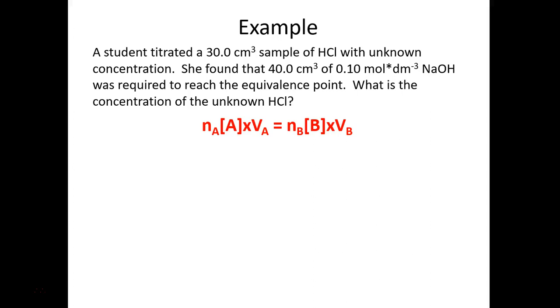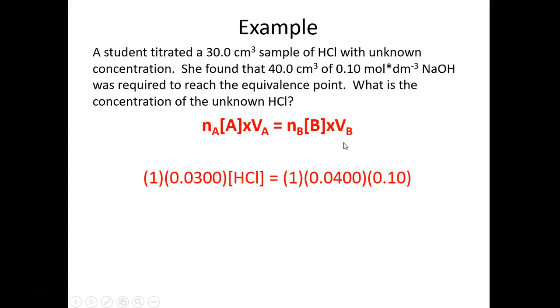Okay. So here's our titration formula. We are asked to find the concentration of acid. It's HCl, so n sub A is 1. The volume of acid is given to us. We know n sub B for sodium hydroxide, its concentration, and its volume. So we're going to plug our values into our equation.